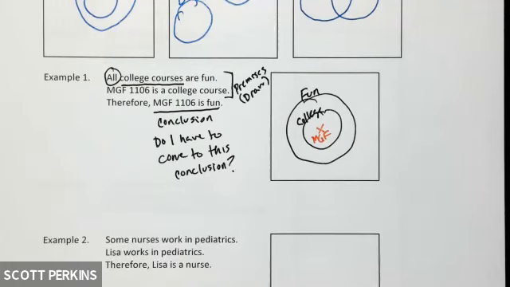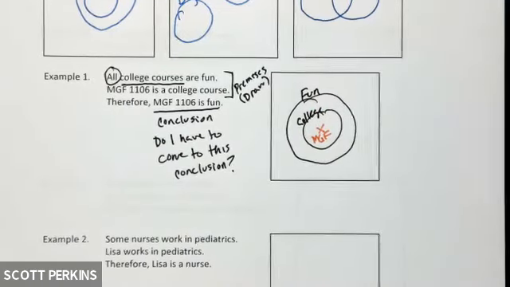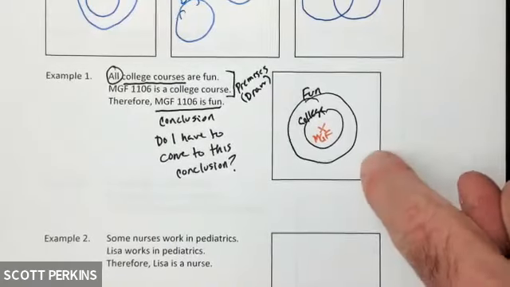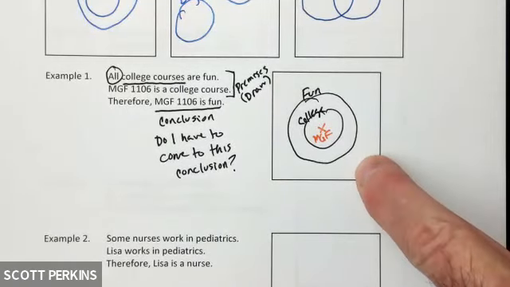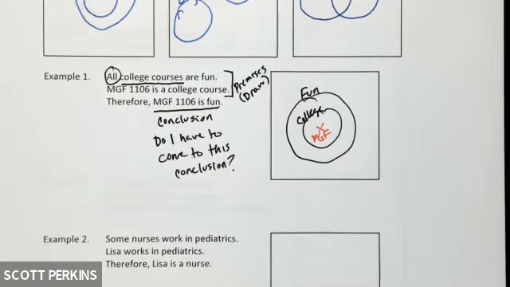Before we go to the conclusion, does everyone see why we drew it that way? Is there any other way I could have drawn that according to the information that I was given? No, because the college circle has to be inside the fun circle. We know that. And then the MGF 1106 has to be inside the college. I can't put MGF 1106 out here because then I'm saying it's not a college course, and then it's not fun.